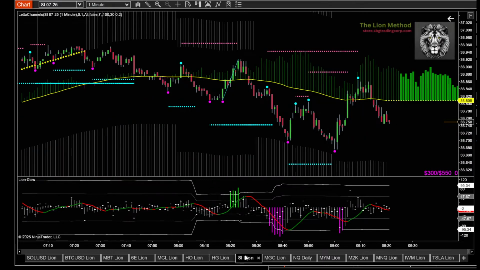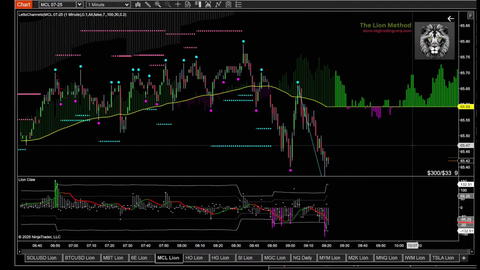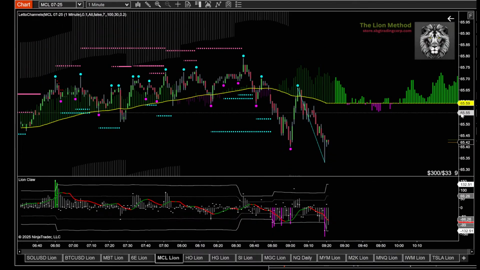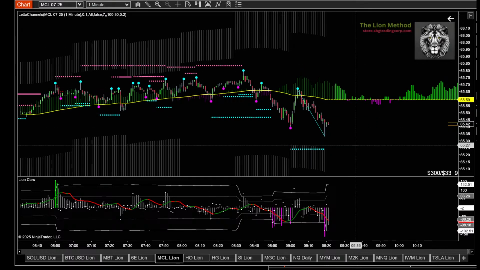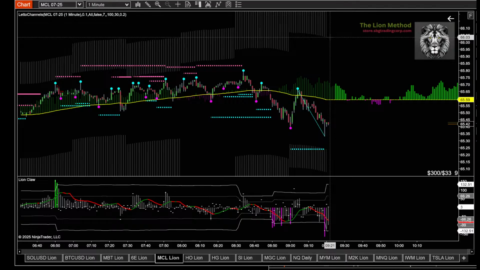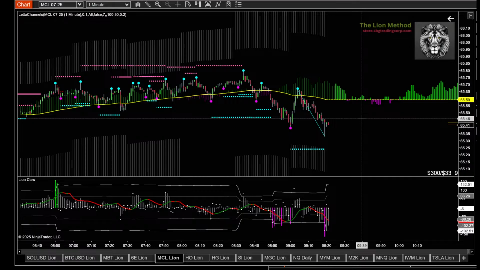9:20, folks, coming into the open. All right, well, oversold and overbought in crude is way down here at 65.23 for oversold. Overbought is about 66. Nothing setting up yet.